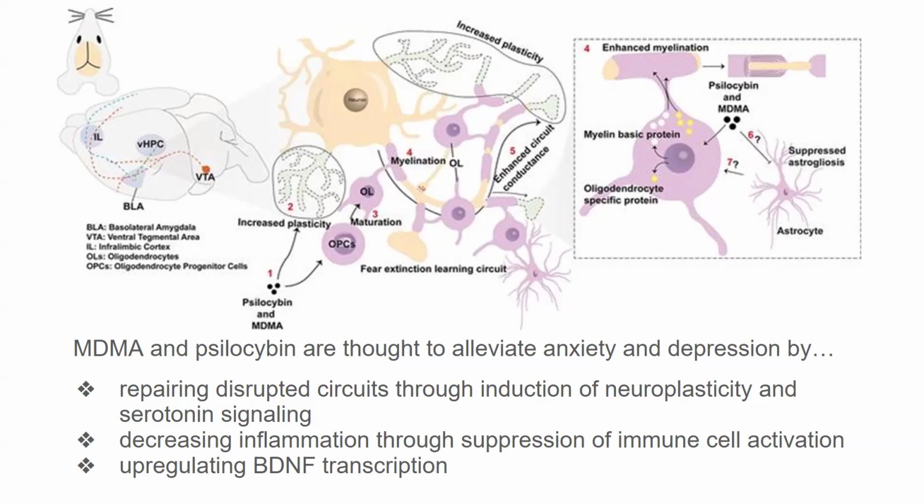They're also thought to upregulate BDNF transcription, increasing neuroprotective peptides in the brain. Those are the main mechanisms researchers think these drugs work through, and that's why they pose so much promise as therapeutics for people who are treatment resistant to regular antidepressants.